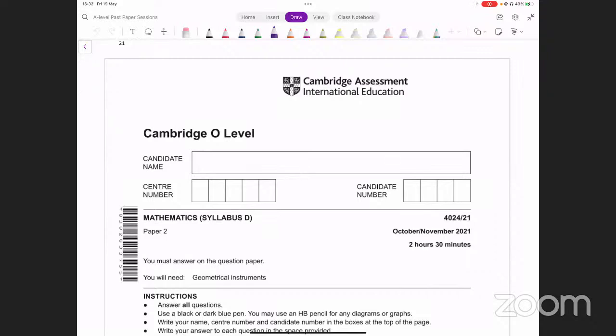So we are resuming with our past paper session for O-level maths. We're done with a number of papers already earlier. You can find the link for that playlist in the description below. But today we are going to start with this paper, November 2021, paper 2, variant 1. Okay, this is the paper that we're doing today.